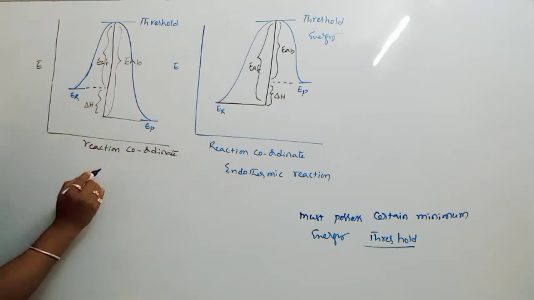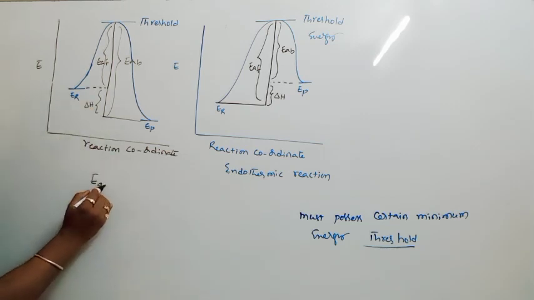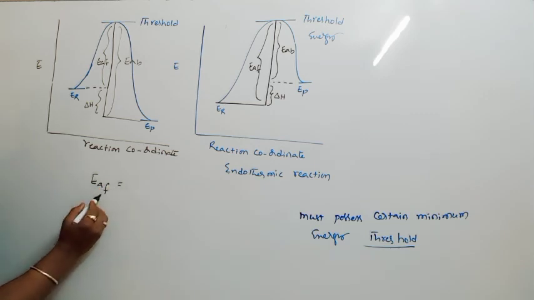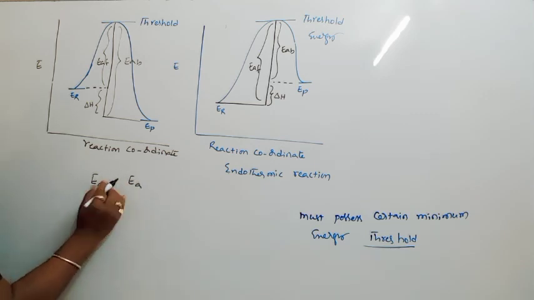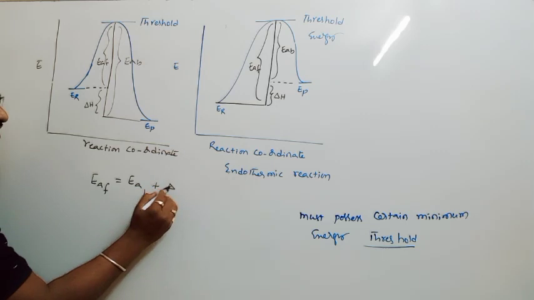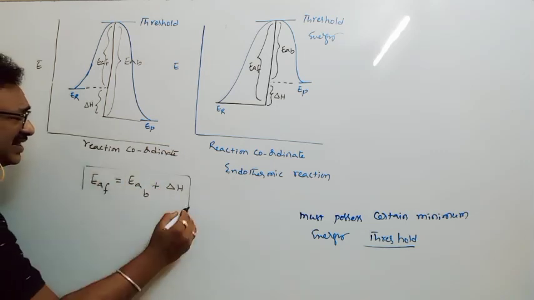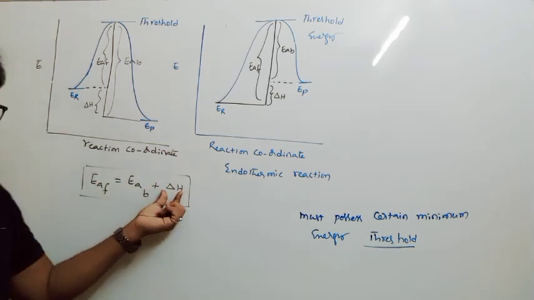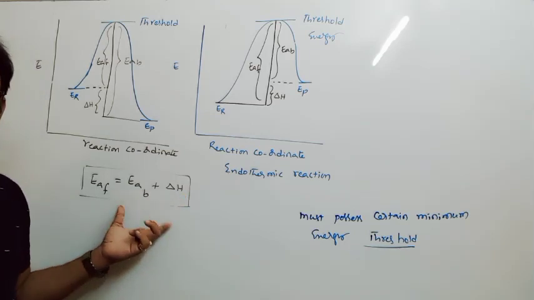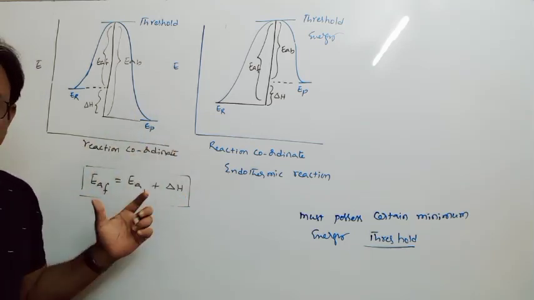So दोनों में common equation कैसे लिख सकते हैं आप? Common equation: activation energy of forward is equal to activation energy of backward plus delta H. ये delta H साइन के साथ लेना पड़ेगा. एंडोथर्मिक है तो पॉजिटिव वैल्यू, एक्सोथर्मिक है तो नेगेटिव वैल्यू. सो दिस इज द एनर्जी कंसीडरेशन.